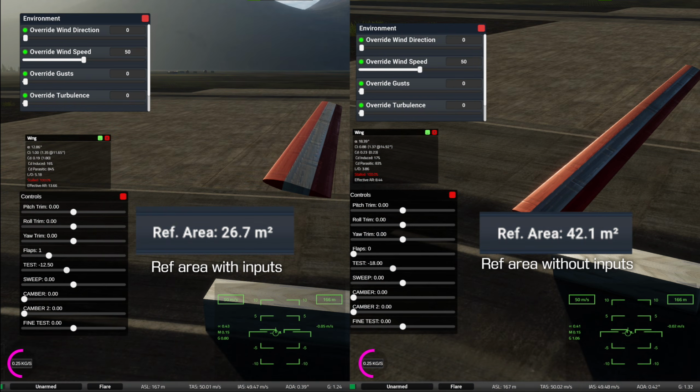There is currently a bug where the reference area will be different depending on whether or not your leading and trailing edge surfaces have inputs assigned to them. Without inputs, the reference area will be much larger than the actual planform area. Unfortunately, this also affects the game's calculation of the effective aspect ratio of the wing, where the aspect ratio is much lower without inputs assigned compared to with inputs assigned. The effects of the aspect ratio on flight performance will be discussed shortly.